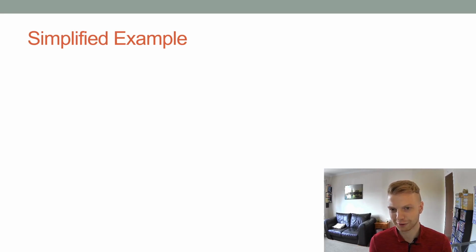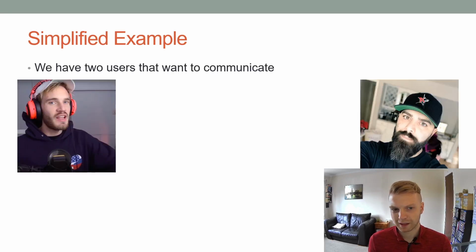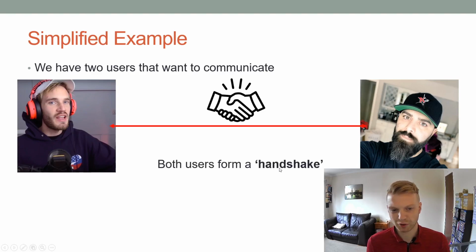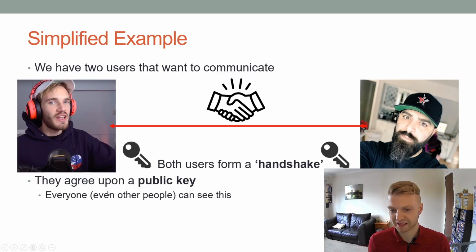So let's take two users, right? We've got PewDiePie, and we've got this guy. So what happens is, if they want to communicate with each other, they have to form a handshake, and this means a connection has been established. They agree upon the public key, so that's the thing that encodes the data, and they both get it. Now the problem with this is everyone can see it, not just these two, but everyone can see it. So it's not very secure.